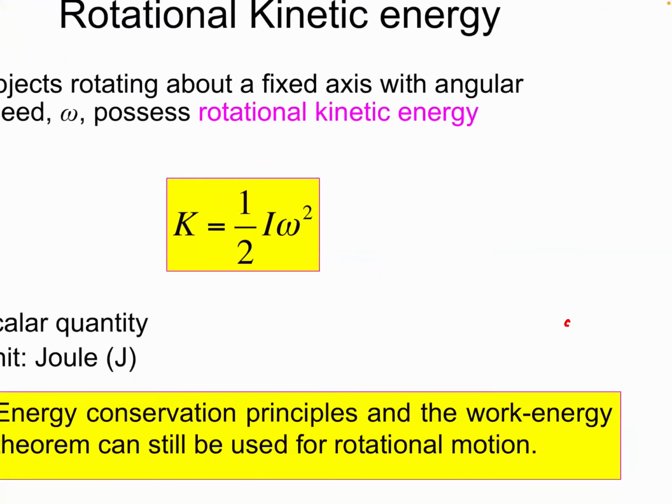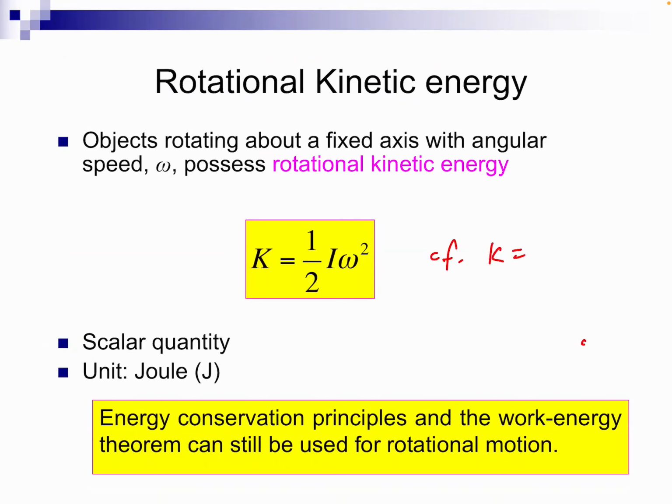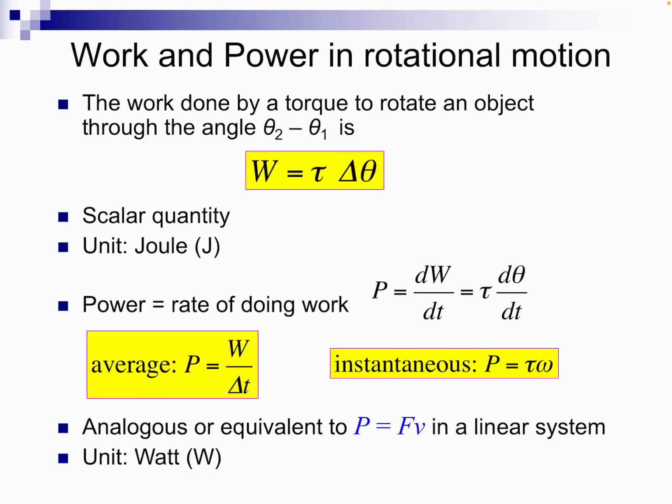If you compare that to the kinetic energy for the linear motion, 1/2 mv squared. So it's then all the concepts we learned, for example, energy conservation and work energy theorem, we can also use them in rotational motion, except that instead of using mass, we'll use moment of inertia. Instead of speed, we'll use angular speed for the energy quantities. And we can also further extend the equivalency of linear to rotational motion into work and power.